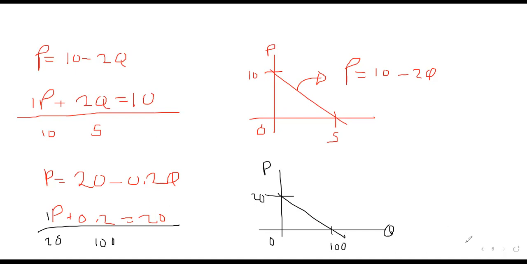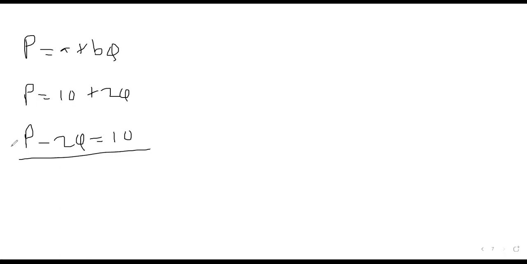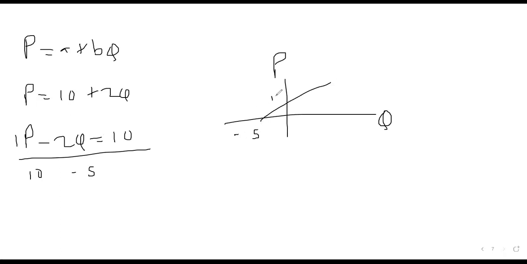Let's try the supply. Supply is given by A plus BQ. There is a positive gradient there. So suppose we have P equals 10 plus 2Q. We'll put the letters on one side. So this is P minus 2Q is equal to 10. So what number is there? It is 1. 1 into 10 is 10. Negative 2 into 10, negative 5. So meaning our P is there and our Q is there. So we start from negative 5, then here it will cut at 10. So this is our function, which is 10 plus 2Q.